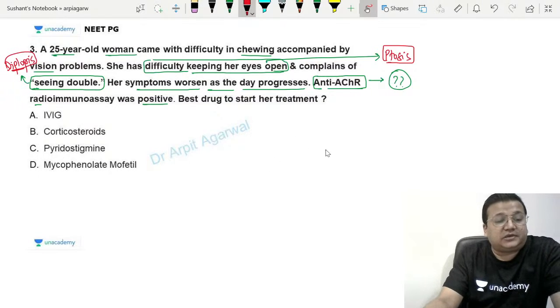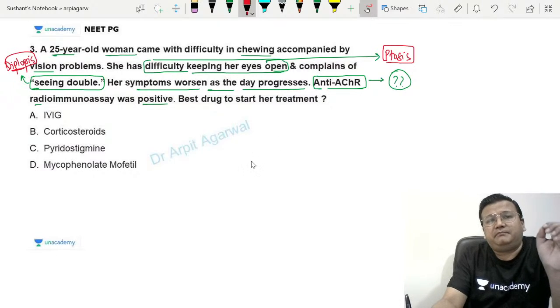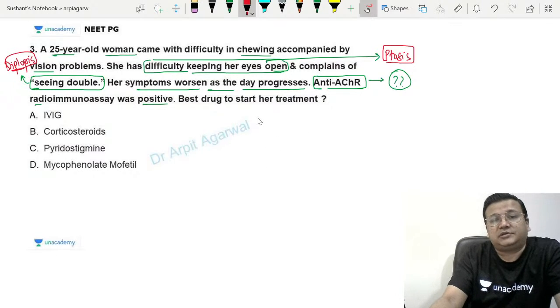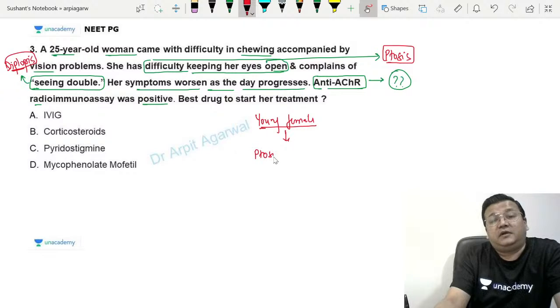This is the third question of our clinical scenario. You see now the presentation in this particular question. We have a young female. Age and sex in a clinical scenario based question are very important. What is she complaining of? She is complaining of ptosis. She is complaining of diplopia. So she has an ocular problem.